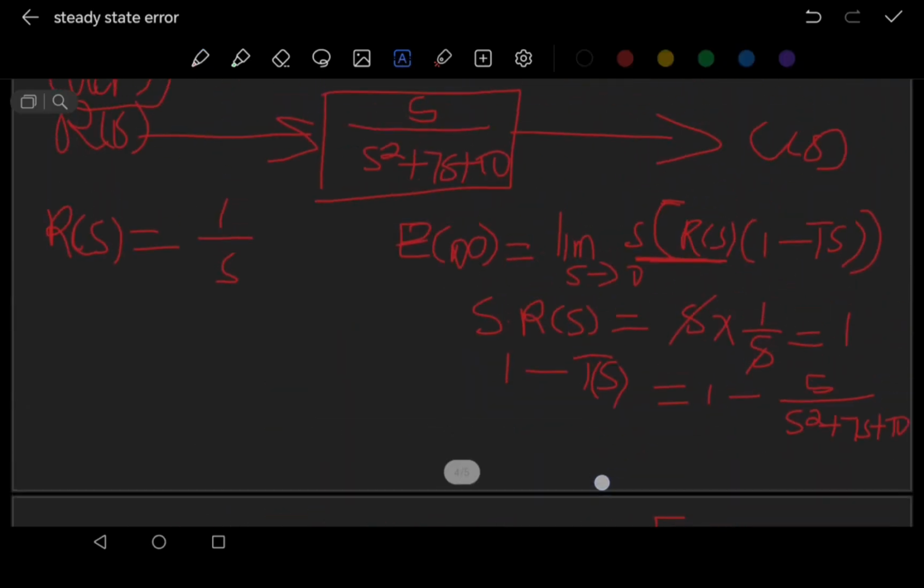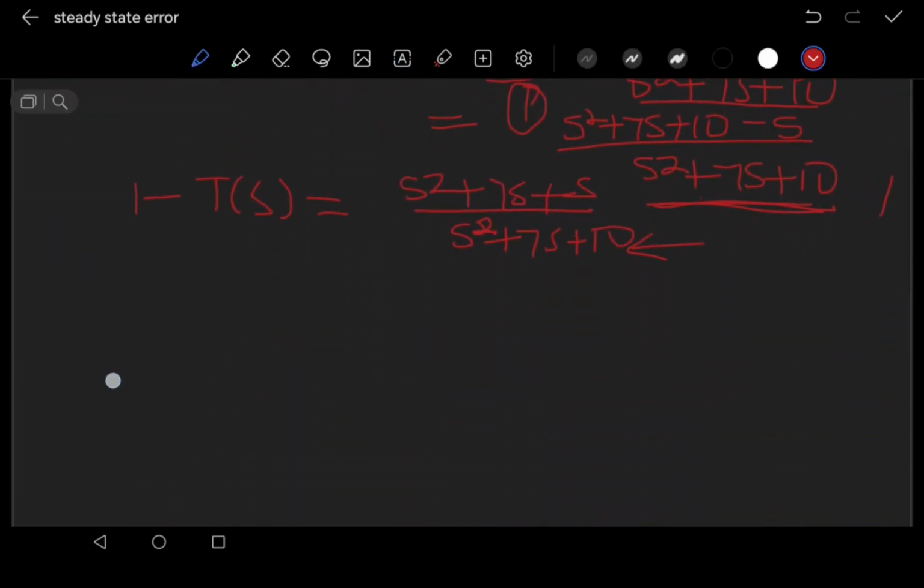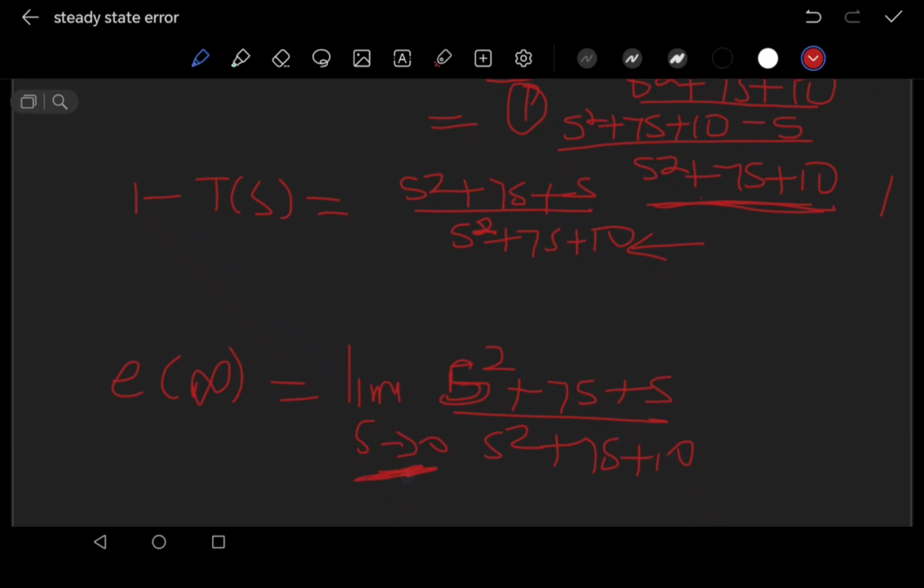Then from there, we can take it back here into the t of s, right? So we can then have our final answer as e of infinity equals the limit as s approaches 0, then we're going to put 1 here of r of s and s, those are multiplied. And from there, we'll have our 5, s squared plus 7s plus 5 divided by s squared plus 7s plus 10, right? Since they're saying limit s approaches 0, we're going to put 0 here, 0 here, 0 here, 0 here. We're left with 5 over 10, which is 1 over 2, which is ultimately 0.5. So this is our steady state error.